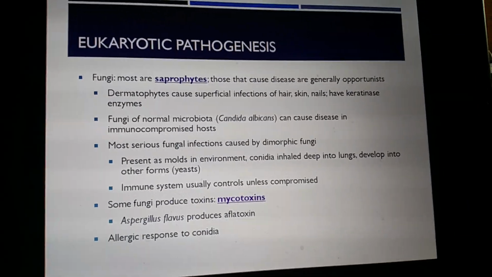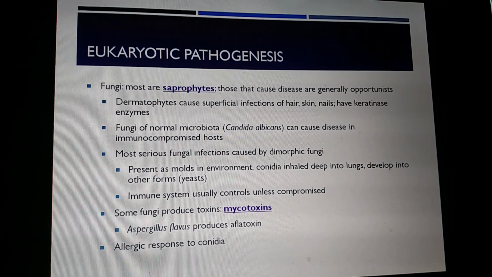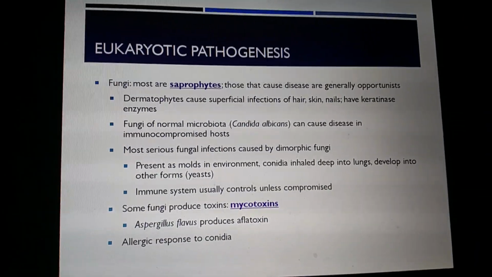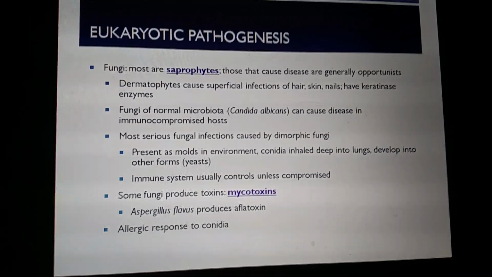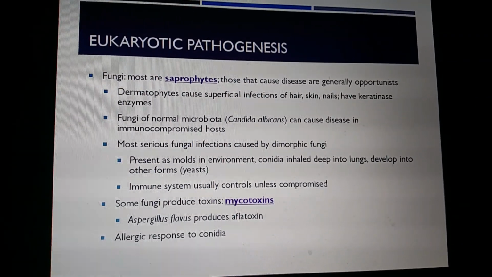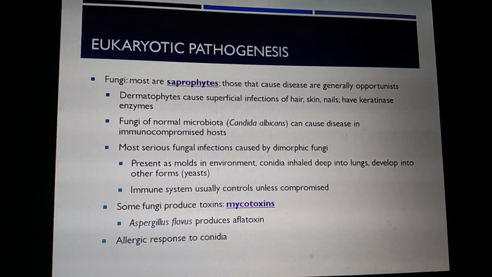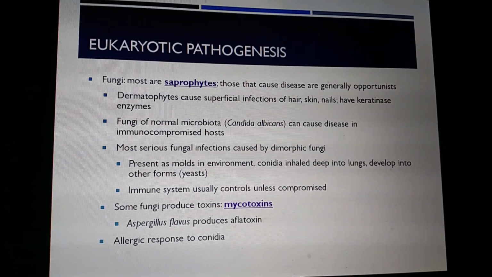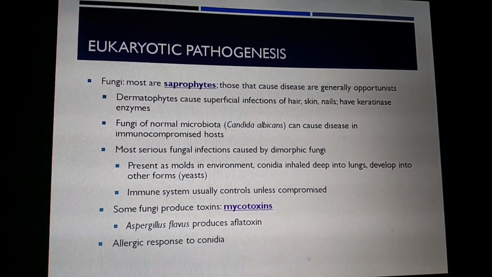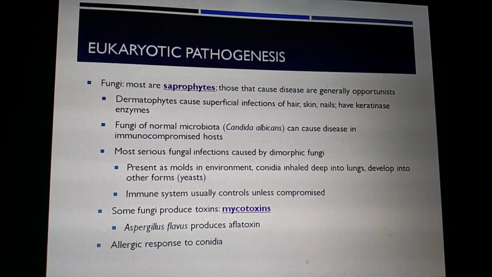Now, when you look at eukaryotes that cause disease, with fungi, most of them are saprophytes. Remember, they absorb their food, and the ones that cause disease are usually opportunistic. Many of them are actually dermatophytes, so they will cause superficial infections on the outside of the body, places like the hair, skin, and nails. You can have more serious fungal infections. Typically, though, you have to be immune compromised.